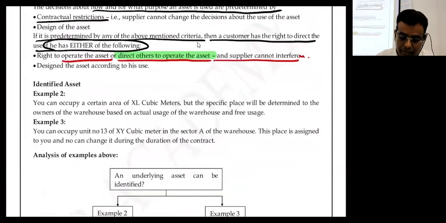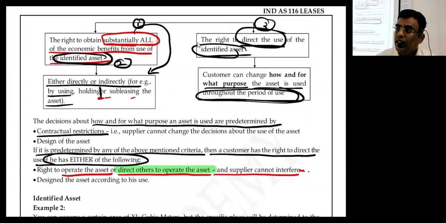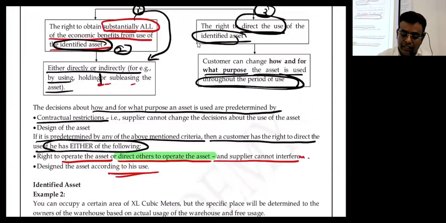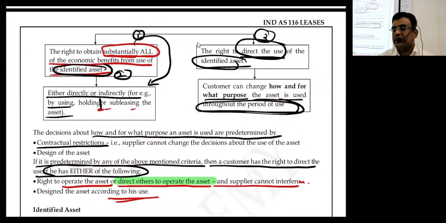In all these cases, what did we check? What is it, friends? Design the asset according to its use. I have designed it the way I want. Again it is a lease. Yes or no? Okay, no. In all cases, what did we check? Identified assets. Shall we go and see what identified assets are?